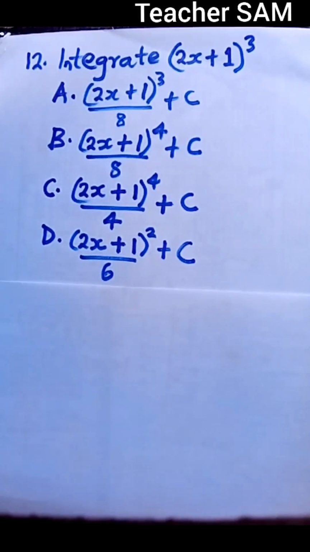Okay, we have another question before us. Integrate (2x + 1)^3. Option A, (2x + 1)^3 divided by 8 plus c. Option B, (2x + 1)^4 divided by 8 plus c. Option C, (2x + 1)^4 divided by 4 plus c. Option D, (2x + 1)^2 divided by 6 plus c.